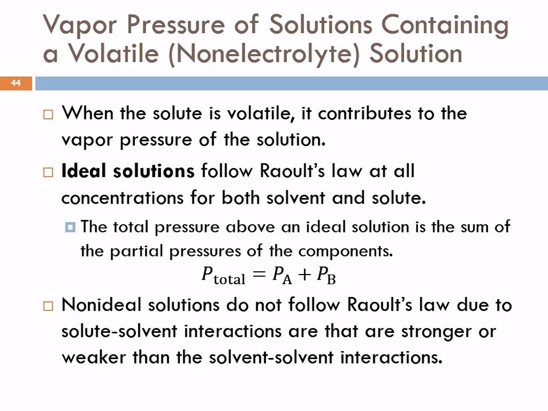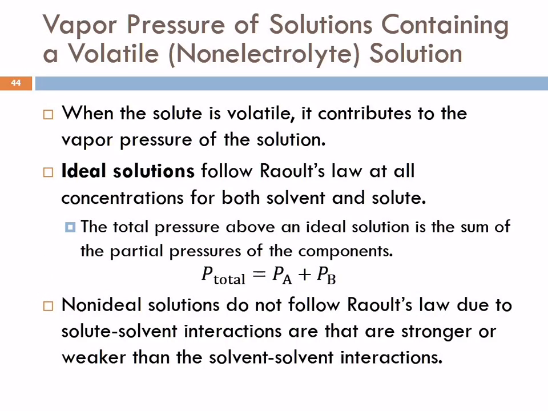What if we have a volatile but non-electrolyte solute? When the solute is volatile, it contributes to the vapor pressure. Remember, a volatile substance is one that evaporates easily. So now we've got the vapor pressure of the solvent, and we also have a vapor pressure from the solute. So this makes things a little more complicated. When we have an ideal solution, that will follow Raoult's law at all concentrations for both the solvent and the solute. And here things are fairly simple. The total pressure above an ideal solution is just the sum of the partial pressures of the components.